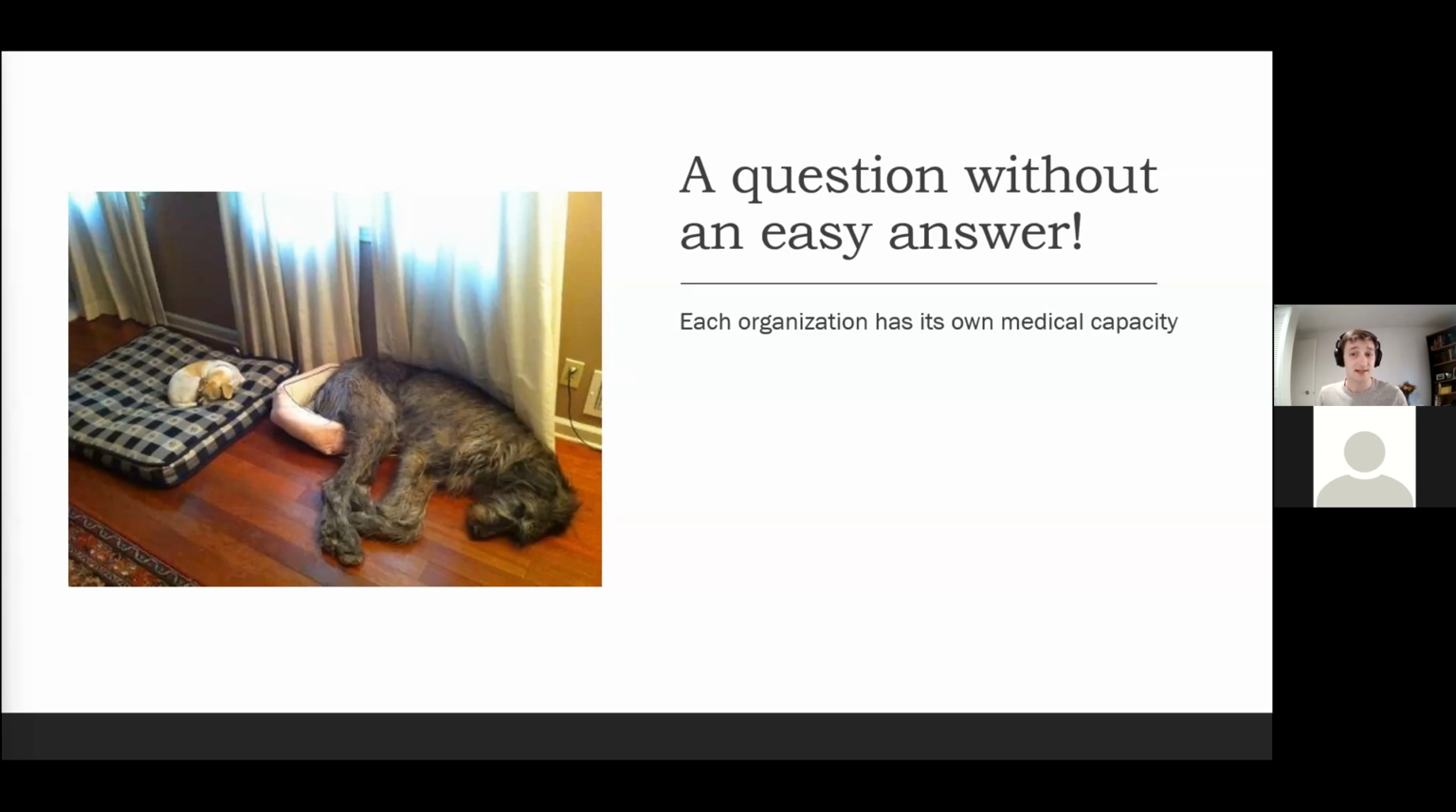I'll be honest, this is the first time that I'm giving a formal presentation on the subject, but it's definitely something that comes up often during consultations. And as much as we would want to, it's important to realize that there is no one size fits all when it comes to this question. Each organization has its own medical capacity, and hopefully by the end of today, I'll be able to give you some tools, or at least some thoughts for self-assessments that you can do within your own organization.